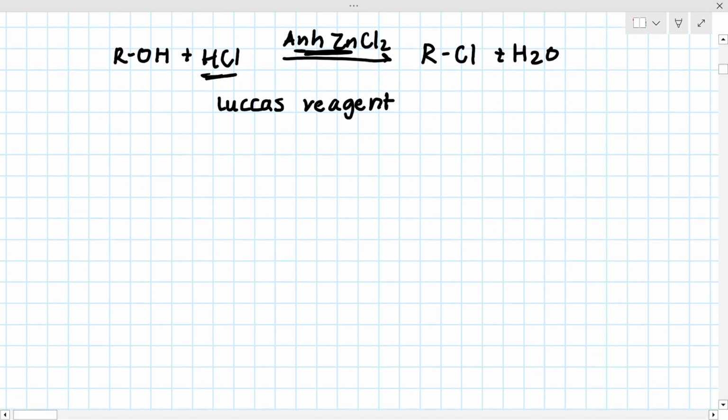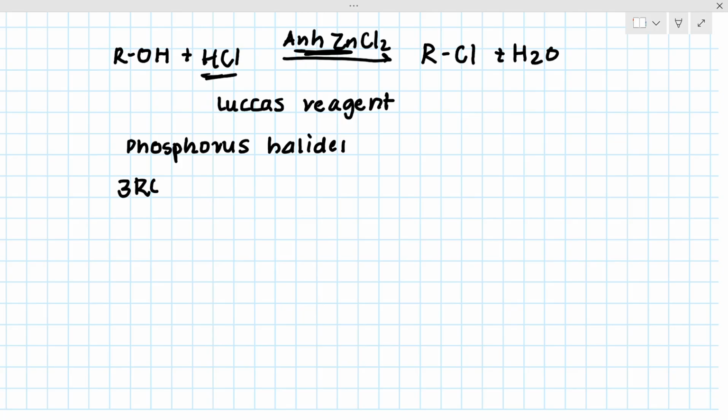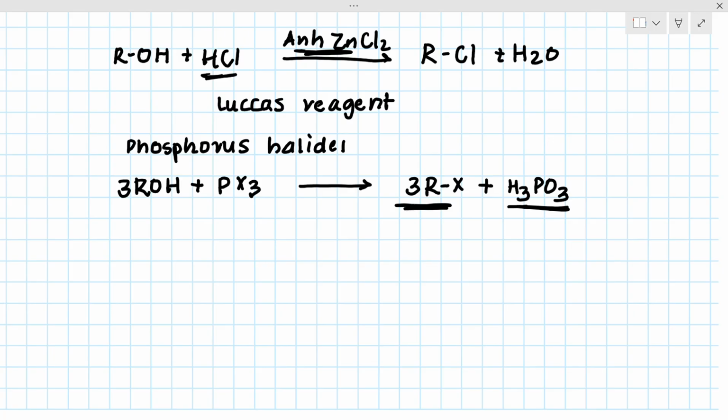Then you can prepare it using phosphorus halides. How will you prepare through phosphorus halides? You have 3ROH plus P, so you will get 3RX plus one acid. You will get one acid and this compound, in the number of 3.